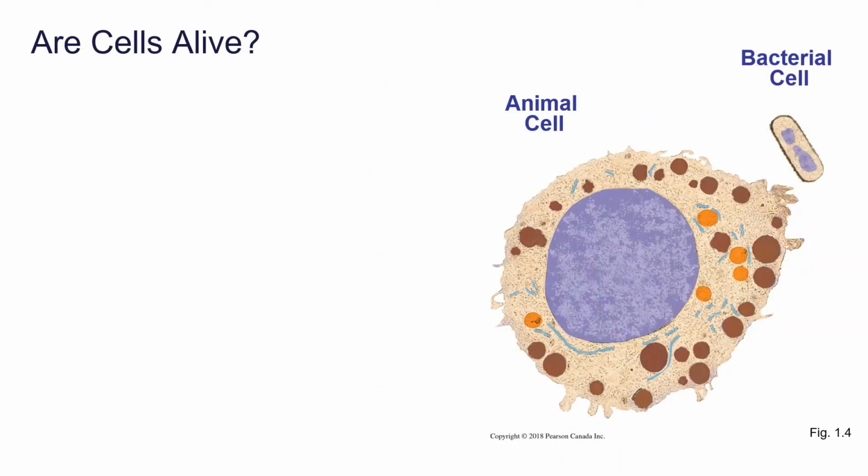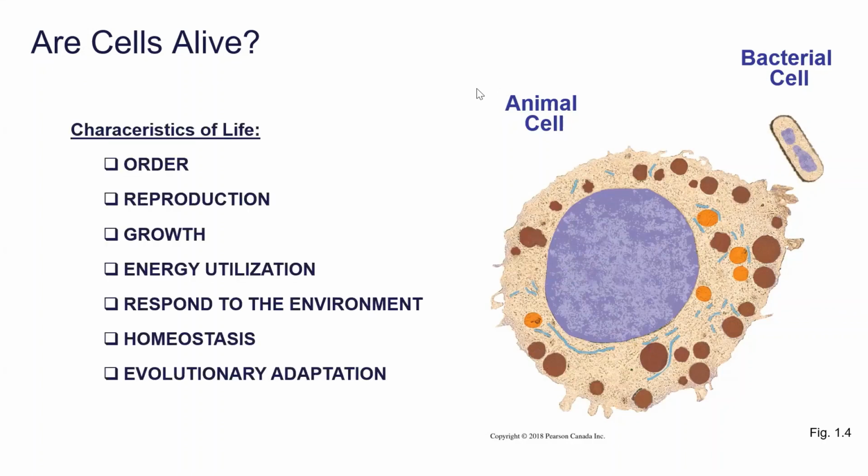So a couple more things before we finish up today, kind of just tying together this whole idea of the study of life. Are cells alive? So let's just take a look at our list. Characteristics of life. Do cells have organization? They do. Do they reproduce? They do. Do they grow? Yes. Do they utilize energy? Of course they do. They do photosynthesis and respiration and a whole bunch of other things.